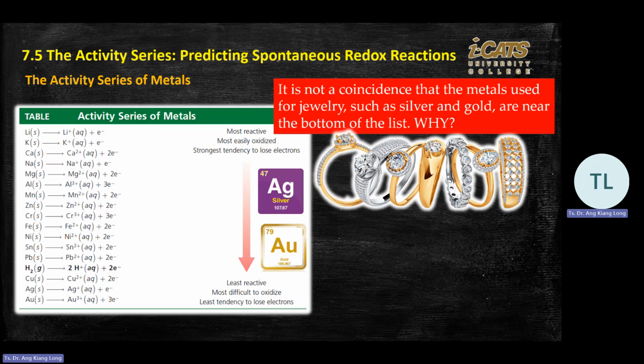So for example, ferrum. You put ferrum and Ag, Ag will react. Okay, something like that. This just explains why silver and gold are used in jewelry, and not magnesium or zinc, because they are easier to corrode or react.